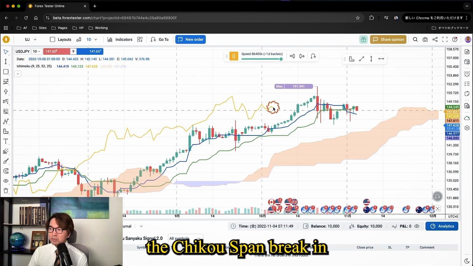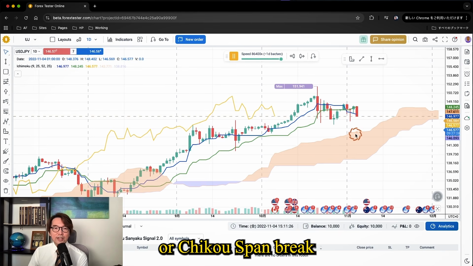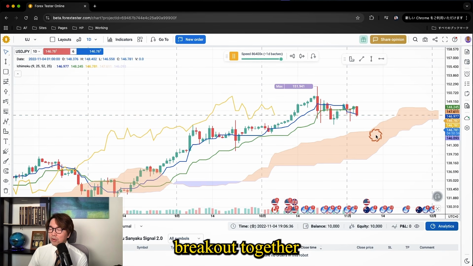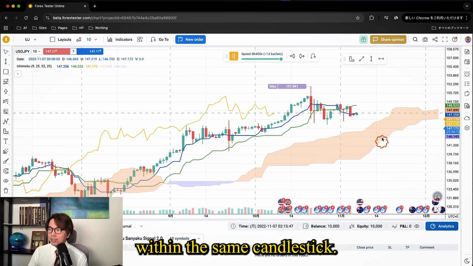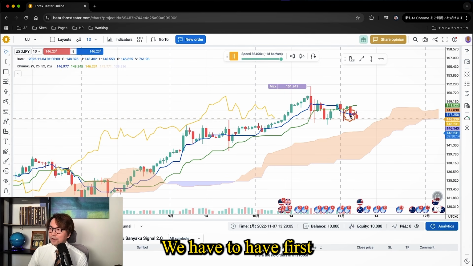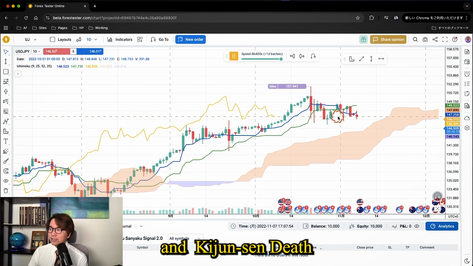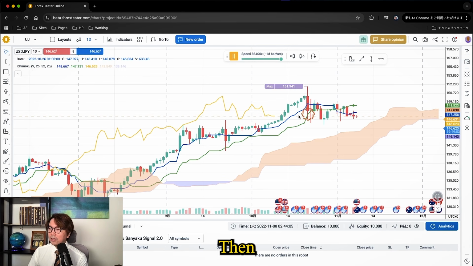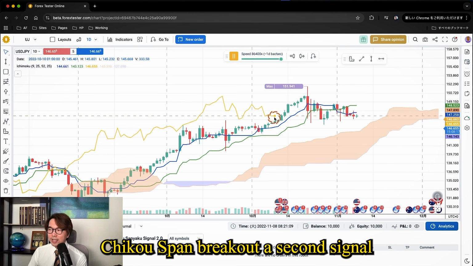Sometimes you see the Chikou span break and the Tenkan-sen, Kijun-sen dead cross together, or the Chikou span break and the Kumo breakout together within the same candlestick, but they are not valid. We have to have first the Tenkan-sen, Kijun-sen dead cross or gold cross, then the Chikou span breakout as the second signal.